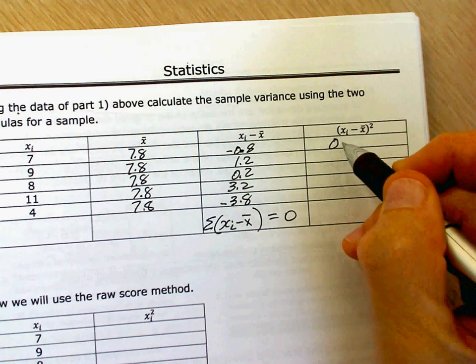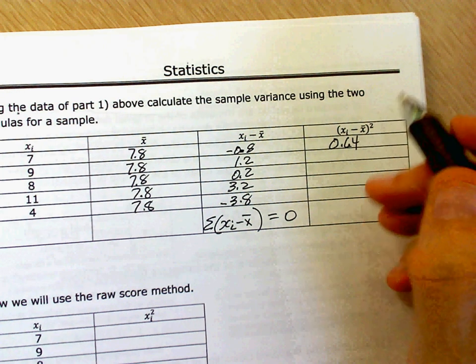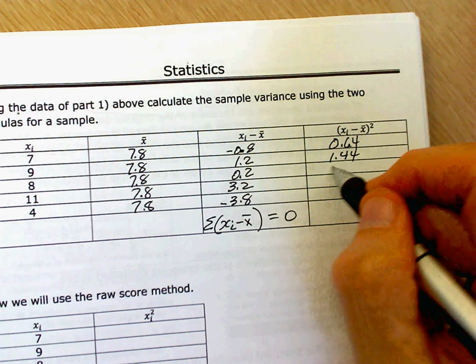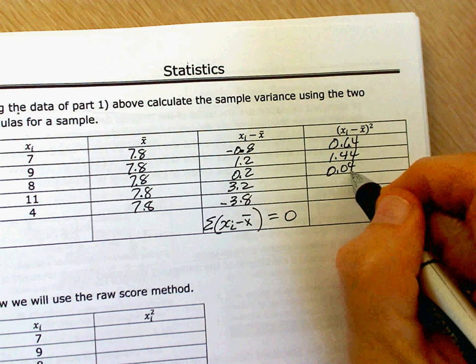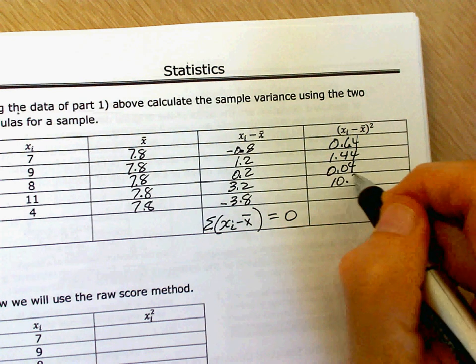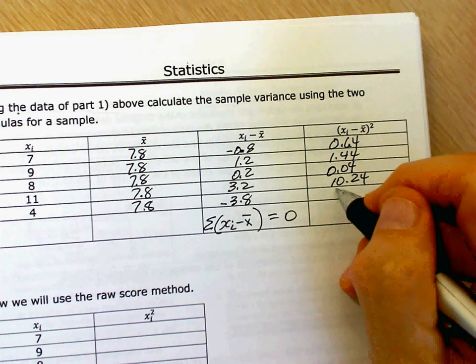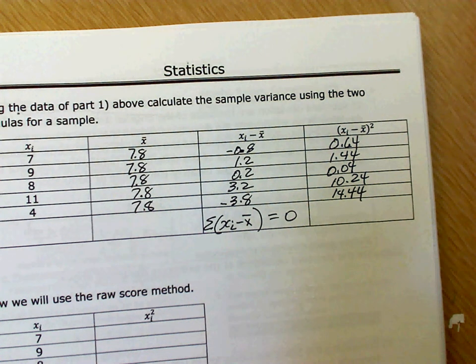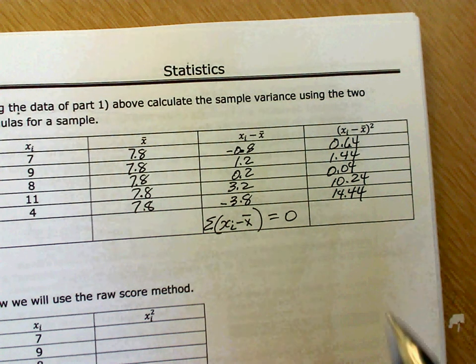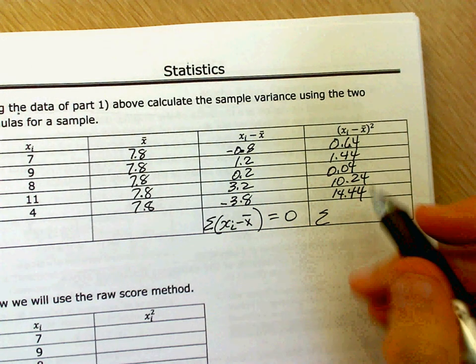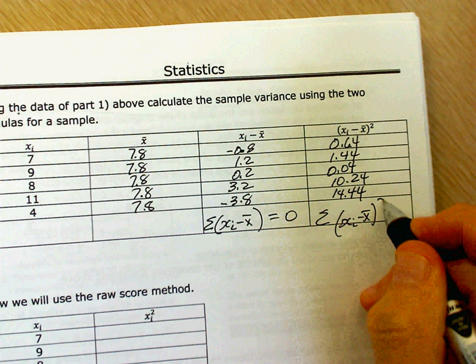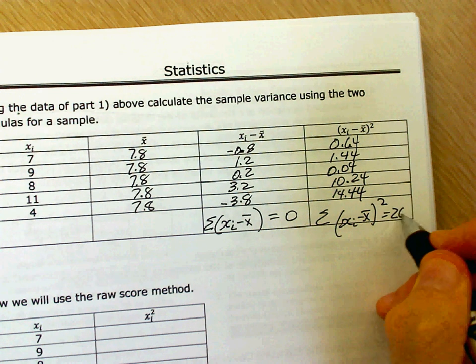0.64, 1.44, 0.04, 10.24, 14.44. So the sum of our deviations squared is that.